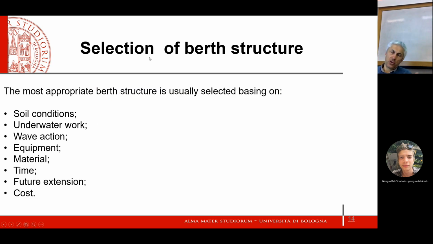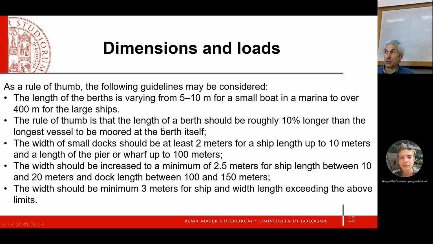Okay, how should we select the most appropriate structure? By looking at several contextual features like soil condition, if underwater work is needed or not, the action of waves, the construction time, the equipment, the material, the cost, the flexibility, because we may want a structure that can be easily extended in size. So we usually look at all of these features.